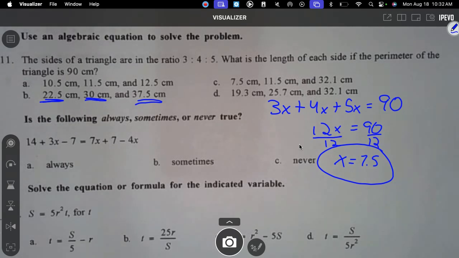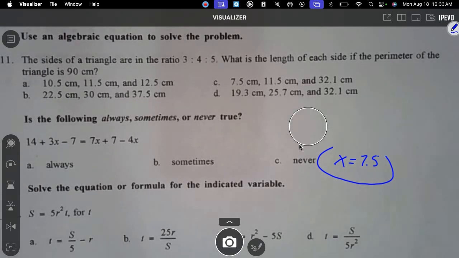So you're just going to add 3 plus 4 plus 5 together, and you get 12x equals whatever number they tell you. Divide by that number, and you get x. And then you just have to plug it in because you have 3 answers: 3 times x, 4 times x, 5 times x. We did those a lot.